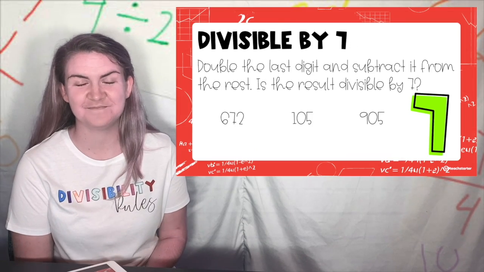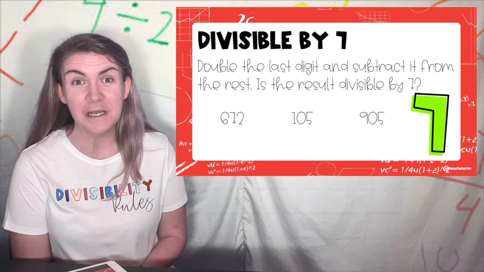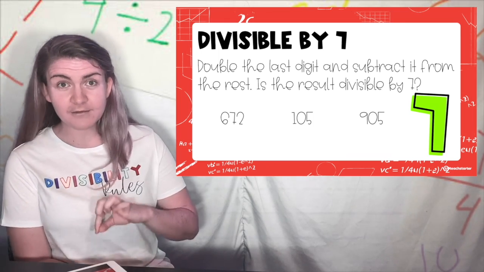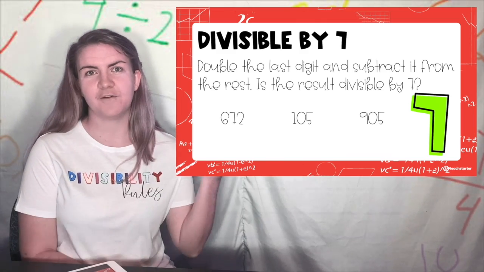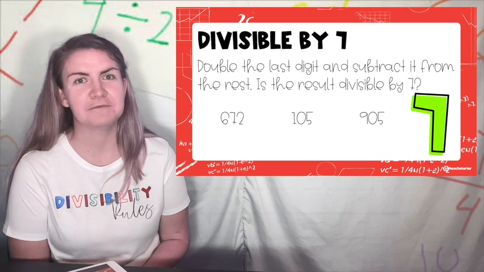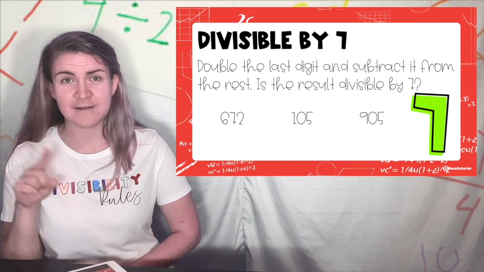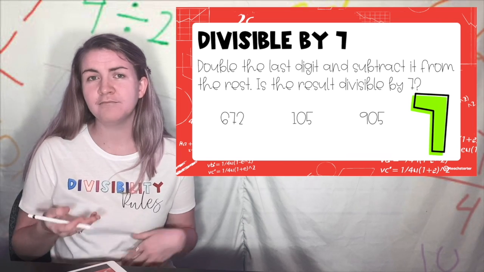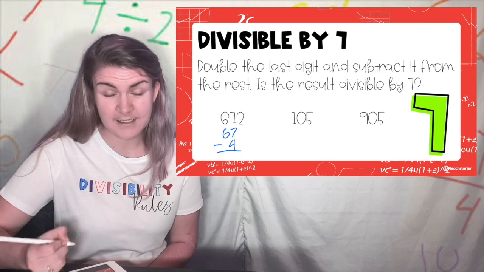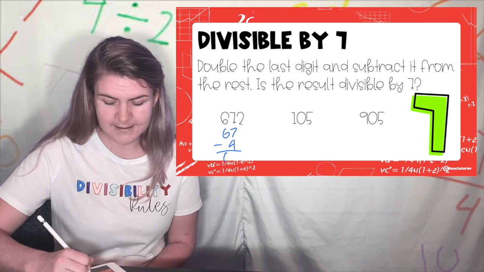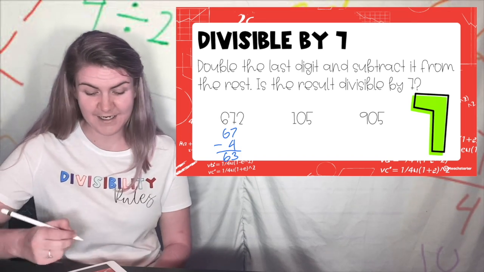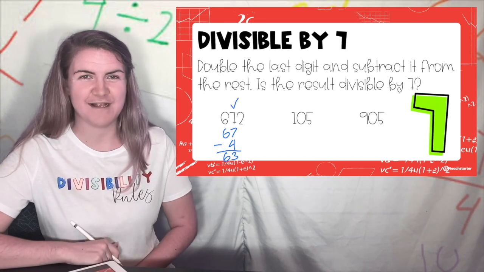Divisible by 7. Okay, no one is teaching you this rule, but it's actually my favorite because I think it's kind of fun. You double the last digit and then subtract it from whatever's left over. And if that number is divisible by 7, then the original is divisible by 7. Let me show you. 672. What is double 2? That's 4. And we have 67 left. 67 take away 4 is 63. Is 63 divisible by 7? Yes, 9 times.